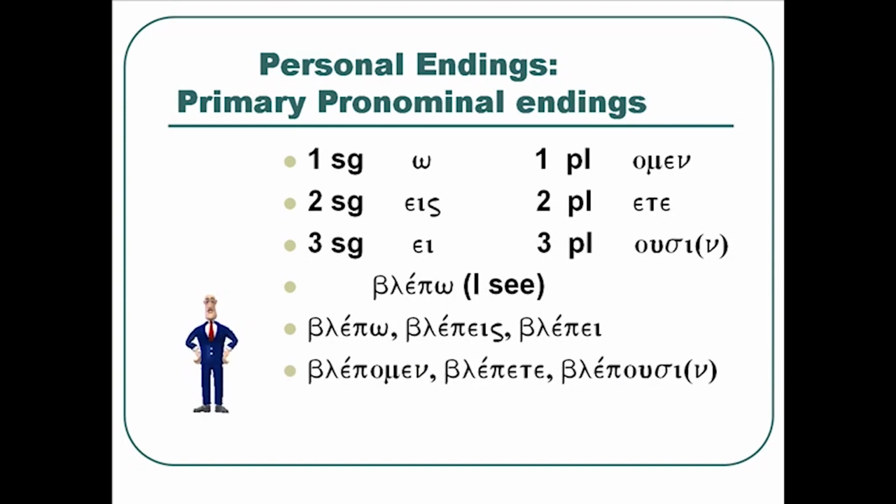The plural form, first person plural, is omen. And that ending is added on to a verb. If you wanted to say we see, you'd say blepomen. And if you want to say a second person plural, you, plural, y'all, you would say blepete. And a third person plural, you'd take the ending usi and put that on the end of the verb that you're using. So it'd be blepusi. And so these endings are called the primary endings, and these primary pronominal endings will be added to the verbs that you work with.